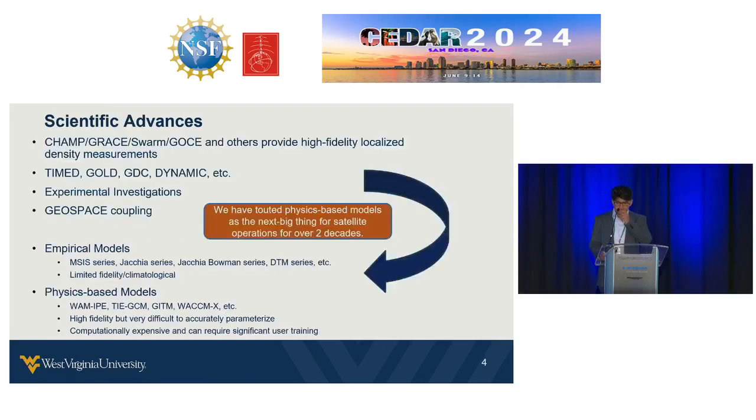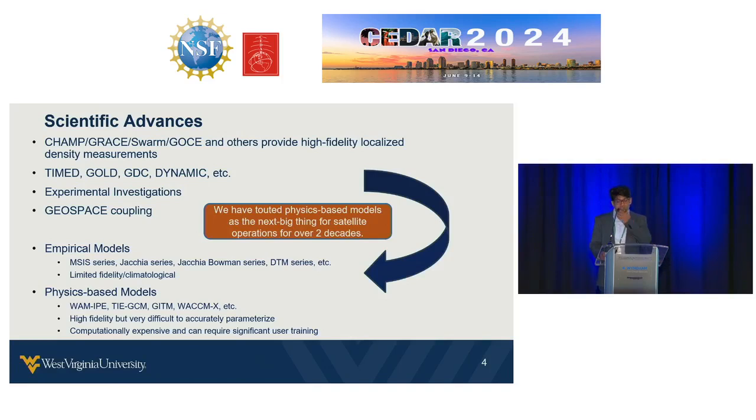And so what we are trying to do, and this is where it comes to transitioning science to operations. The community here, which is all of you, have done a significant and phenomenal job at improving our models through scientific investigations that include density estimates from the high-cadence, high-sensitivity accelerometers on board some of the satellites, other missions like TIME, GOLD, hopefully GDC and Dynamic upcoming, experimental investigations, as well as geospace coupling.